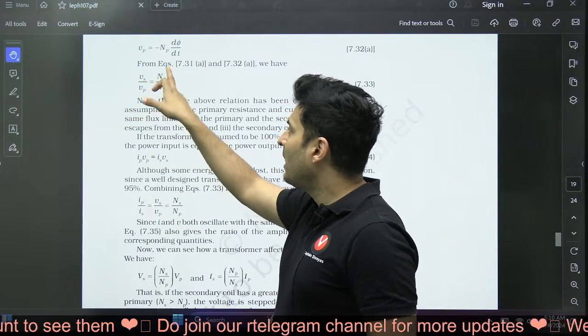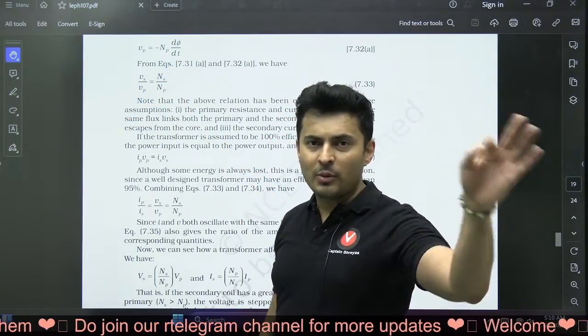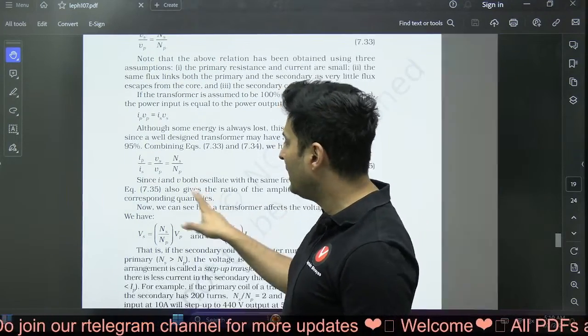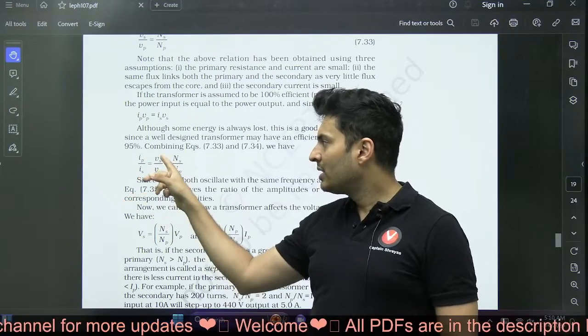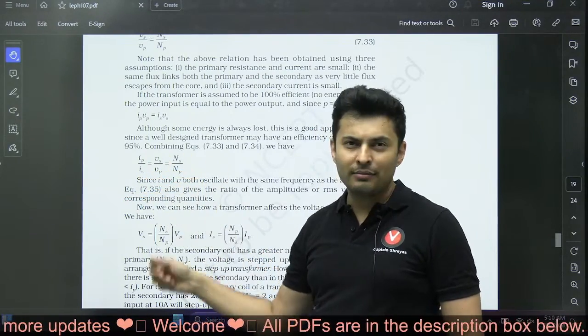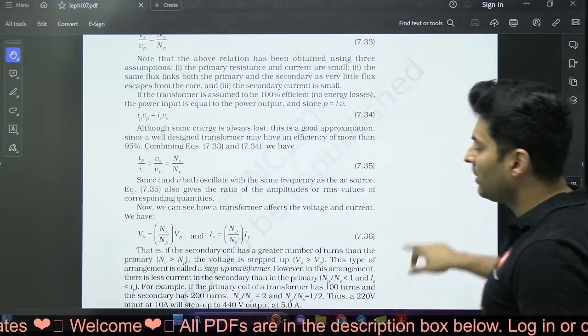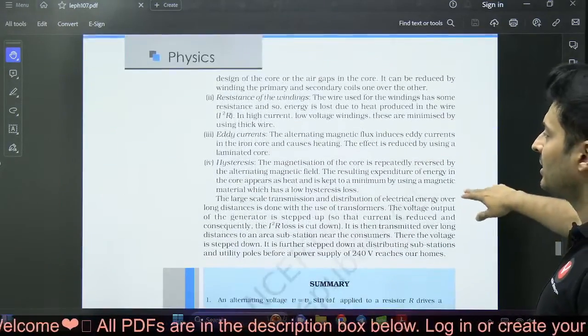The formula for that is V2 by V1 is N2 by N1. Voltage is proportional to the number of turns. Current is inversely proportional. So I1 by I2 is V2 by V1 is N2 by N1. That's a standard formula. So that's why I said when current increases, voltage decreases.